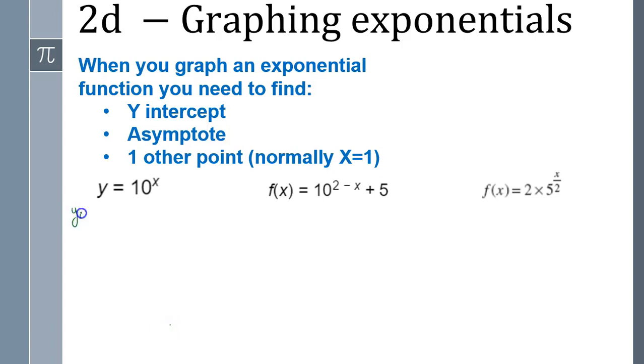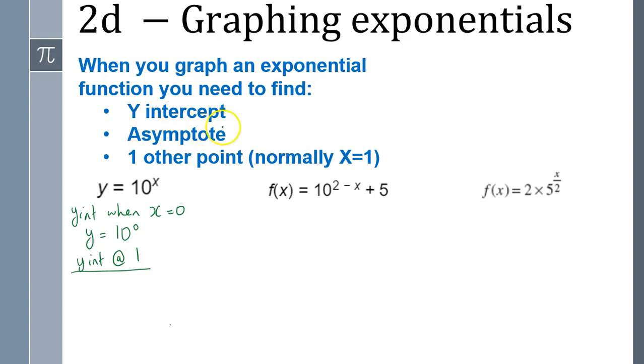So the y-intercept occurs when x equals 0. Therefore, the y-intercept is at 1. Okay, I'm underlining my answers as I go, especially if it asks you for it, to make it really, really clear to other people that this is what the y-intercept is, this is what the asymptote is.